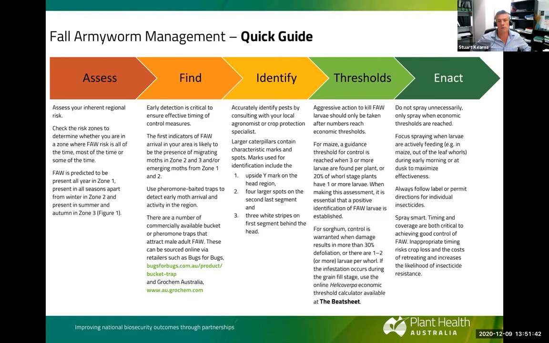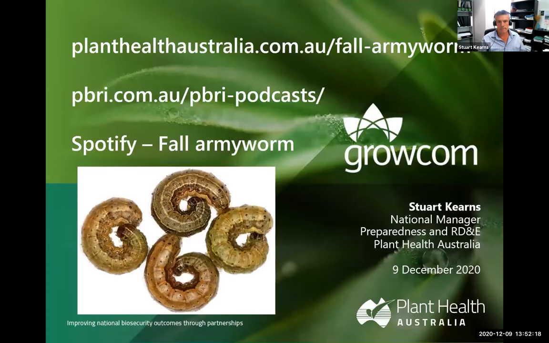The thresholds approach: to understand the numbers that are going to be approaching that economic threshold and causing damage before you spray, to understand those thresholds in the different crops and throughout the crop life cycle, and then enacting. So moving straight into making sure that we're applying the right chemical and the right strategy at the right time, minimizing spray drift and off-target use, and maximizing IPM type opportunities. And I will leave it there.